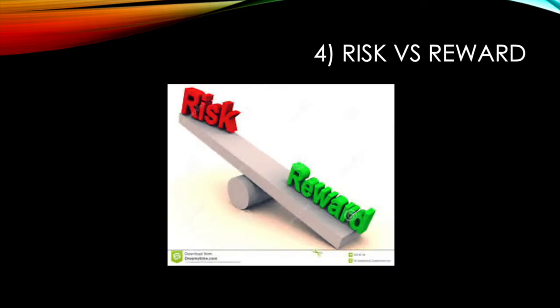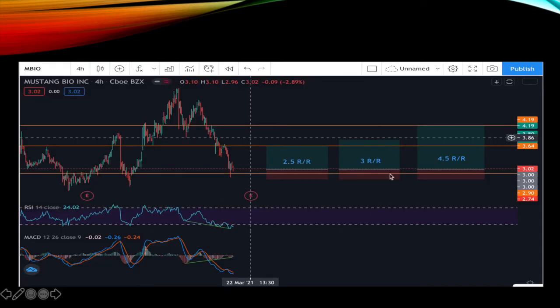So number 4 is risk versus reward. And I said it's risk versus reward, not reward versus risk. So risk is always ahead. You got to know what you're risking before you purchase any stocks or for trading. So for example, right here is a position I'm looking at, well, I just got in at $3 yesterday.